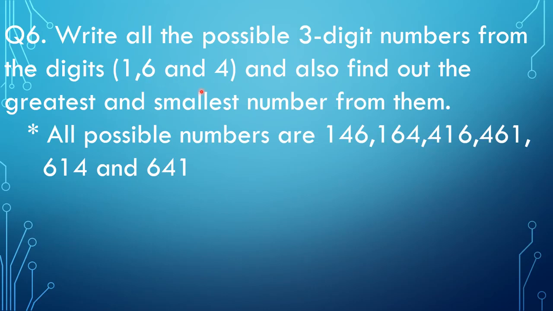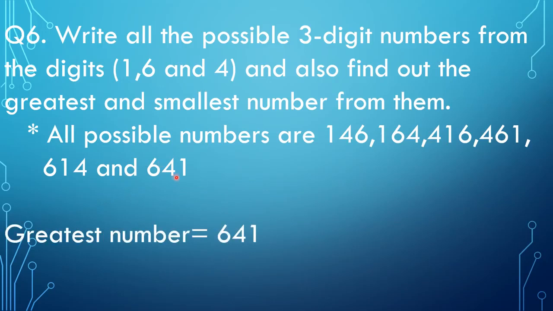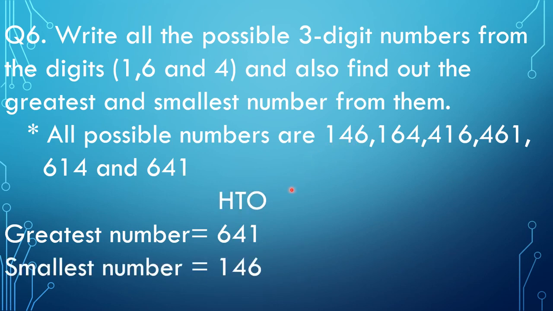Okay. So which one is the greatest number? That is 641. And which one is the smallest? That is 146. Okay.